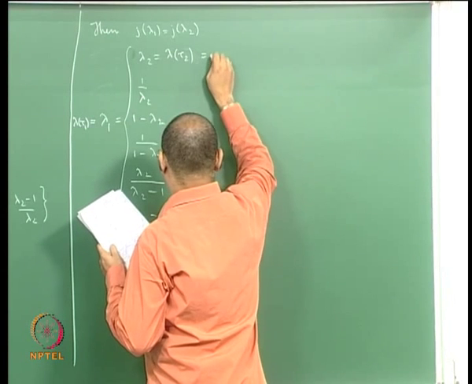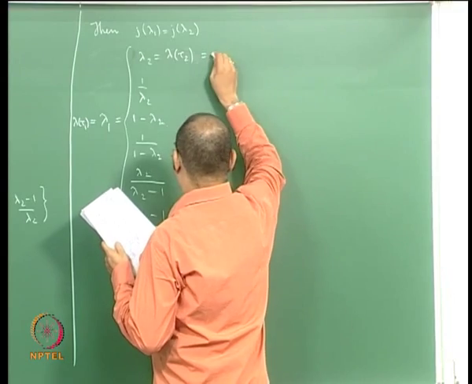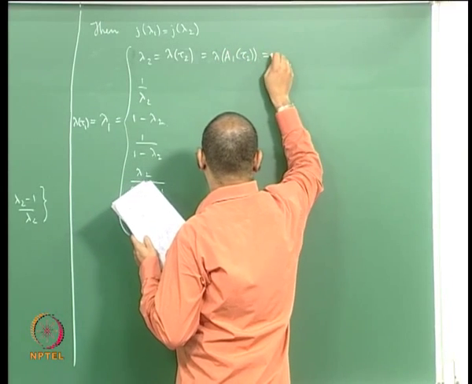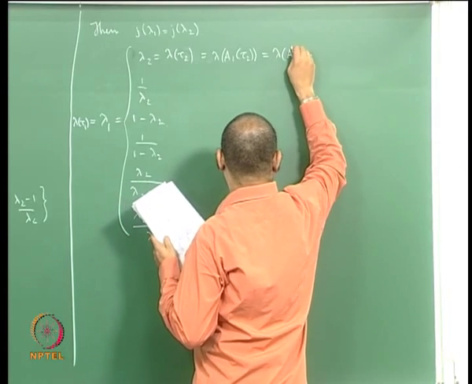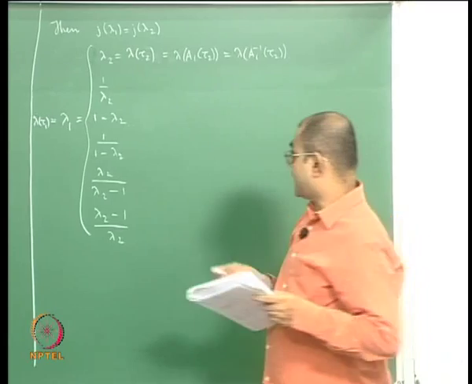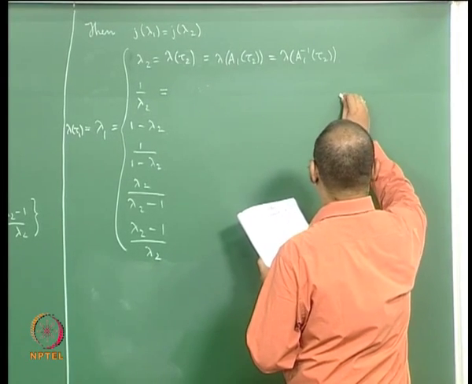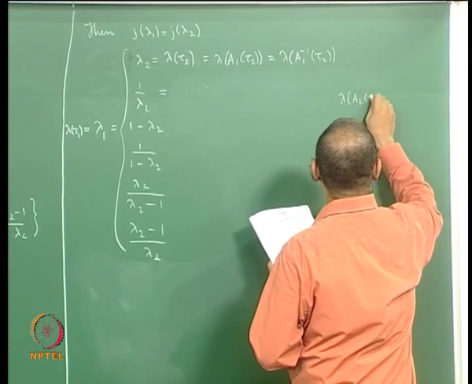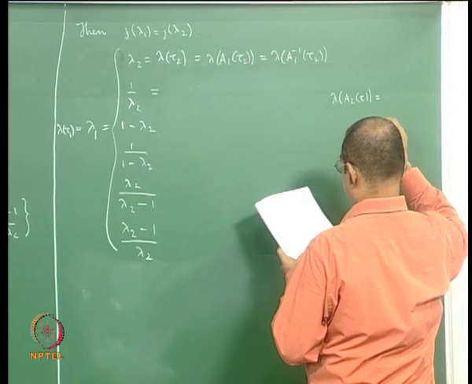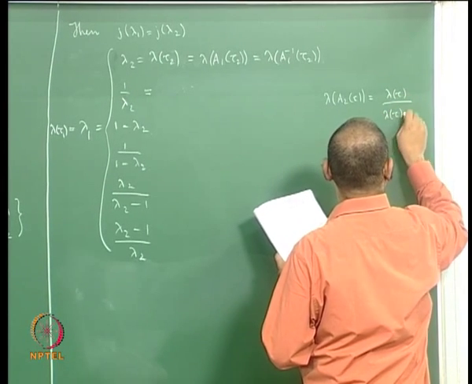And what is lambda of tau 2? Well, if you want, you can write this as lambda of a1 of tau 2, and it is also lambda of a1 inverse of tau 2, because a1 and a1 inverse are one and the same, okay? Lambda of a2 of tau was lambda tau by lambda tau minus 1, okay.